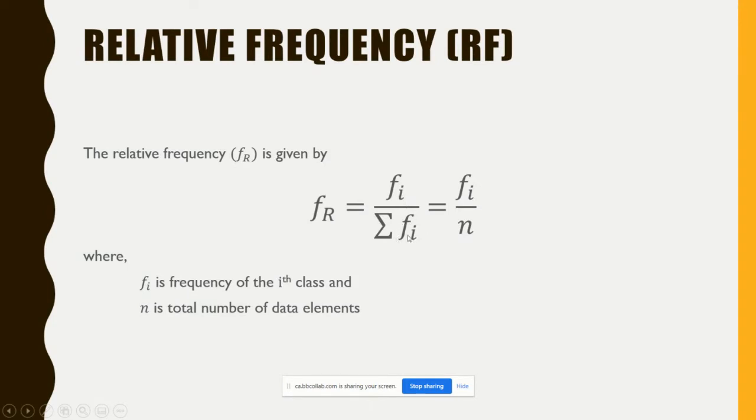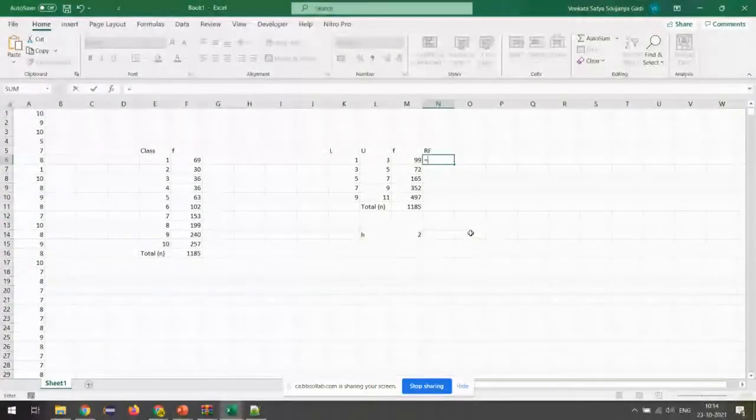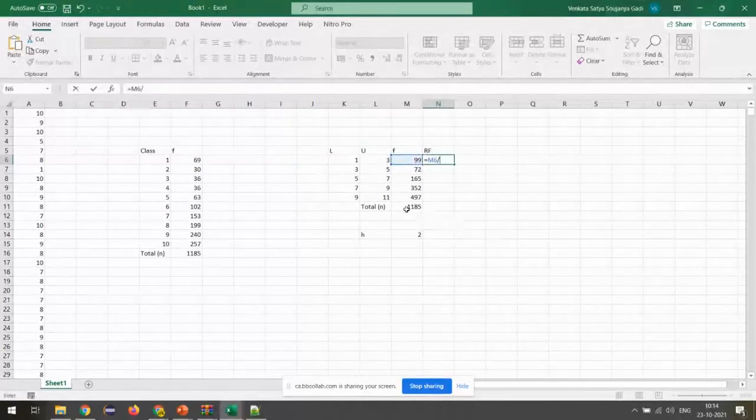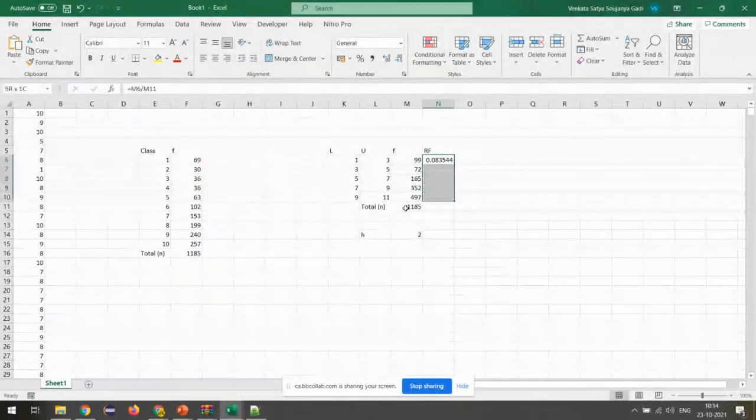What is sum of Fi? Sum of all the frequencies. We know the sum of all the frequencies should be equal to the number of data elements, which is n. So for the relative frequency of each class, it is Fi divided by n, which is this now. So we get the relative frequency.